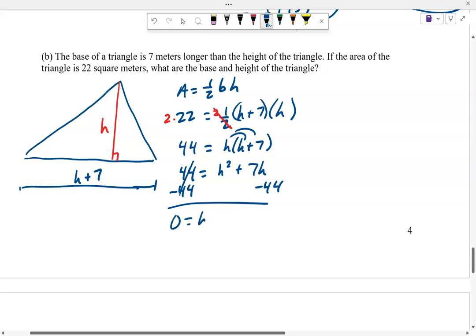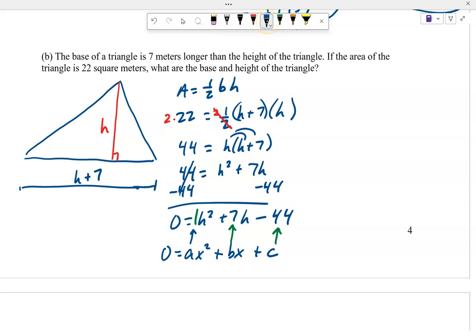So 0 equals h squared plus 7h minus 44. Now I'm just going to use the quadratic formula. If I have something in this form, I know it's usually x squared, but here I have h squared. So ax squared plus bx plus c: my a here is 1, the number in front of h squared. My b is the 7, and my c is negative 44. I could plug it into my quadratic formula.